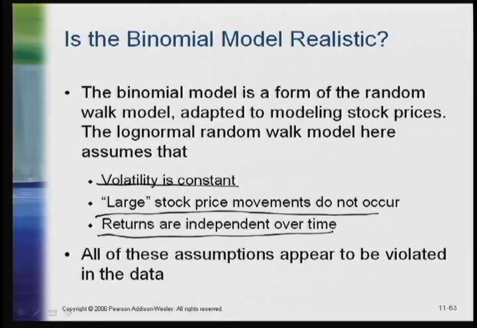Finally, we assume that the returns are independent, or at least that they're uncorrelated period to period. And remember, the lack of correlation was important because that's where the square root rule came from, that the variance over a long period is a sum of the sub-period variances. And that's what gives us that the variance is proportional to time and volatility, the standard deviation, is proportional to the square root of time. All of these assumptions appear to be violated somewhat in the data.